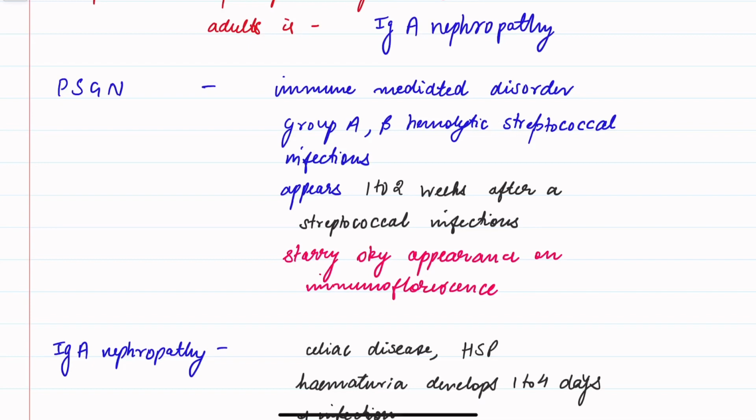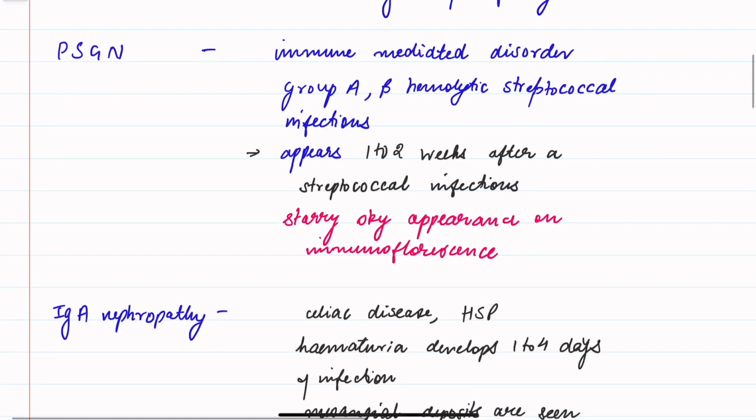PSGN is an immune complex mediated disorder. It is caused by group A beta hemolytic streptococcal infections. It appears 1 to 2 weeks after a streptococcal infection. You will see a starry sky appearance on immunofluorescence.